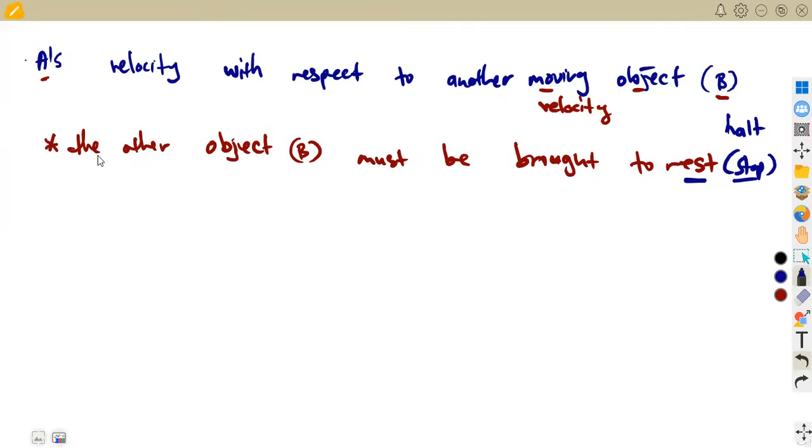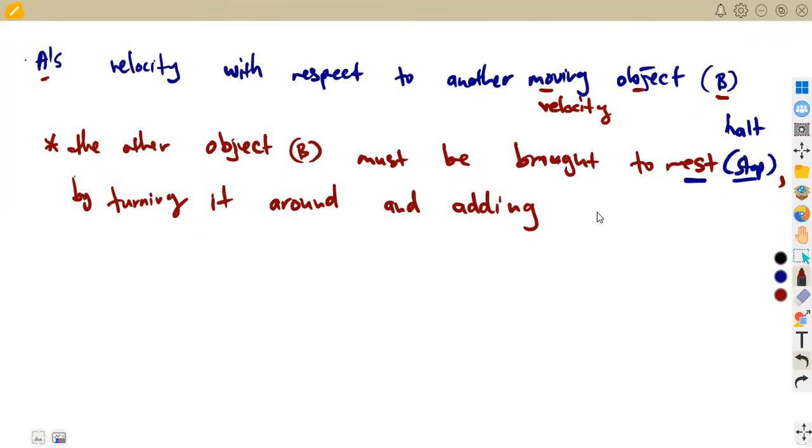So how do we bring this object to rest? Or what can we do to stop or hold the given object? This is obtained by turning it around. That is, we are going to reverse the velocity that we are having, by turning it around and adding the velocity to that of A.